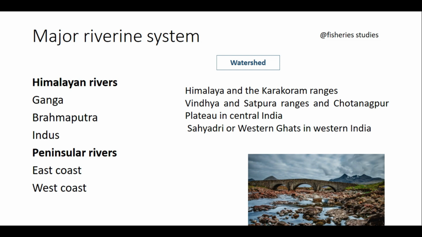There are 5 major riverine systems which divide into 2 categories, such as Himalayan rivers and Peninsular river system. Under the Himalayan river system, there are 3 categories: Ganga, Brahmaputra, Indus river systems. Under the Peninsular river system, there are 2 categories: East Coast river system and West Coast river system. It has 3 watersheds: Himalaya and Karakoram ranges, Vindhya and Satpura ranges, and Chotanagpur plateau, Sahyadri and Western Ghats.